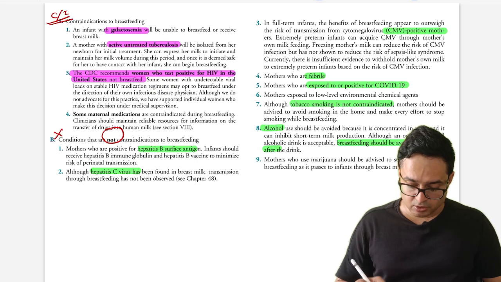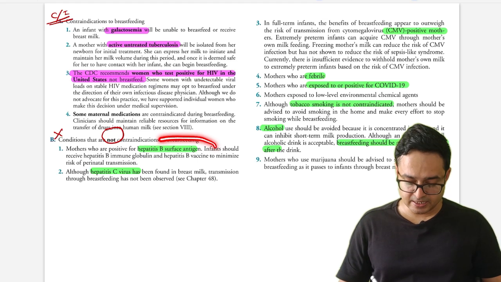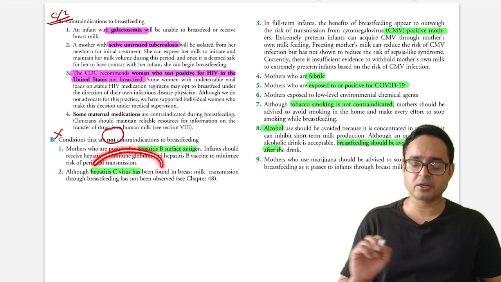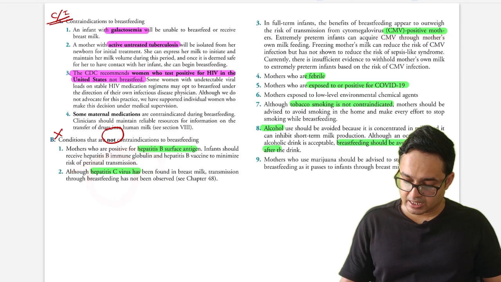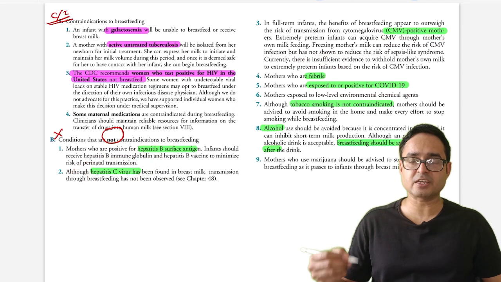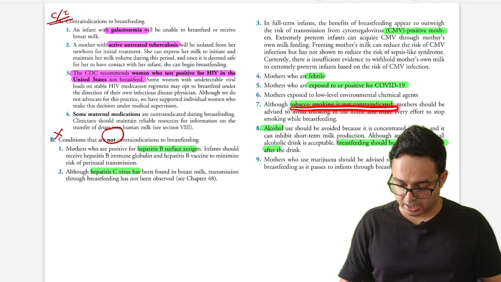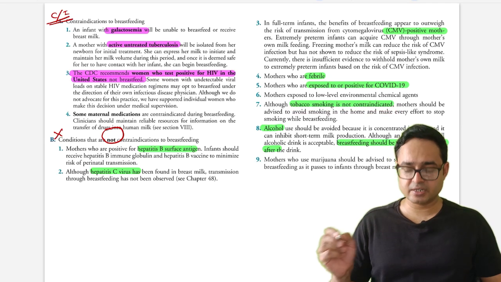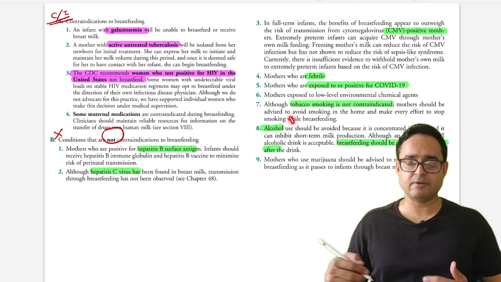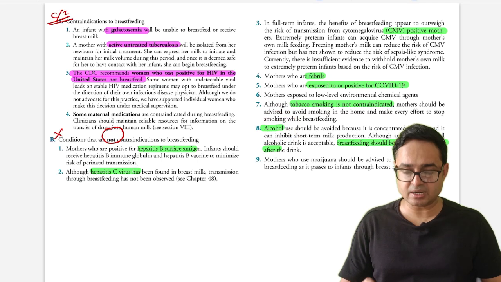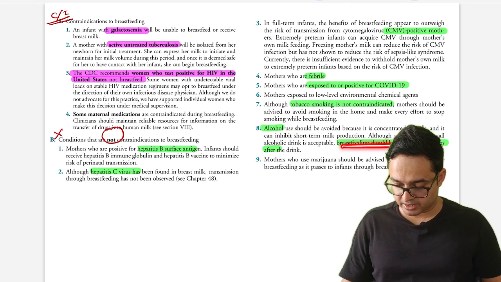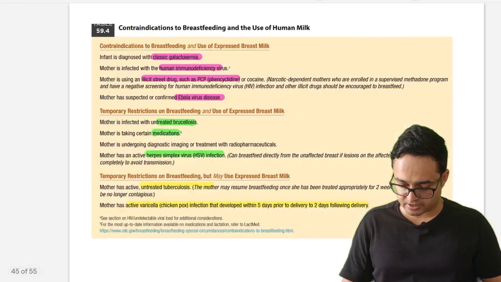Which are not contraindications of breastfeeding? These are important. Hepatitis B, not a contraindication. Hepatitis C, CMV, febrile patient, COVID-19 positive or exposed, not a contraindication. Okay, tobacco smoking is not a contraindication, but the mother has to reduce it. Alcohol generally is not a contraindication, but the mother should avoid breastfeeding for 2 hours after the drink.